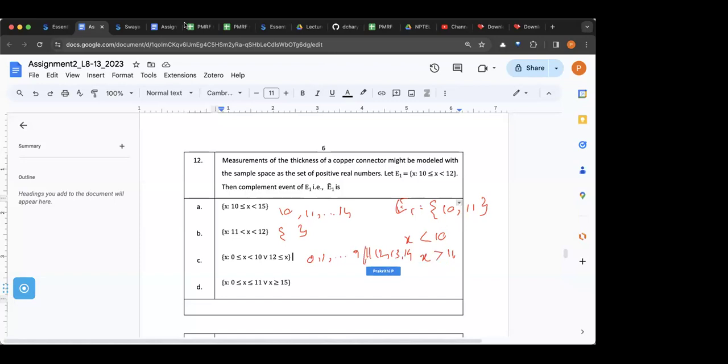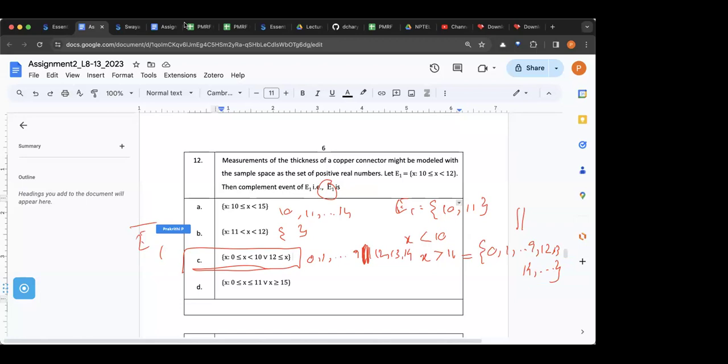So this is OR. Mathematically you denote OR as two pipes. By OR you mean the whole set would be 0, 1 till 9, and it will have 12, 13, 14, and so on. So this is equal to the condition we wanted: numbers less than 10 and numbers greater than 11. So we have everything except 10 and 11. This best describes your E1 bar.